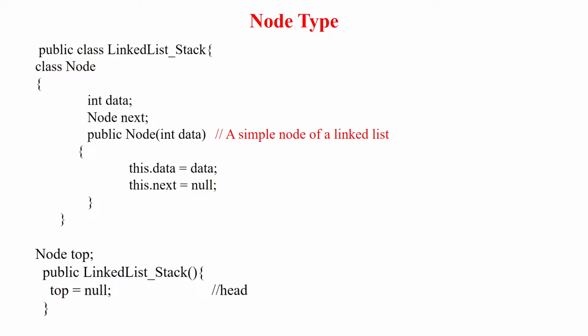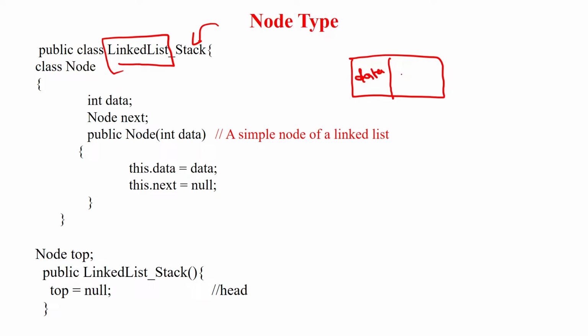Hi viewers, this video explains the stack implementation by using the linked list. Since we are using the linked list for implementing the stack, we need to define the structure of the node. Here I am using a single linked list, so I am defining the node with two fields. One is the data field and the other is the next field. The next field is a variable which represents another node.